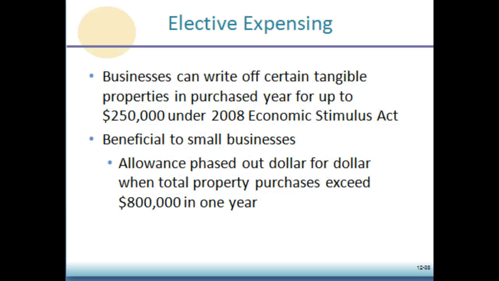Lastly, there's something called elective expensing. Under the 2008 Economic Stimulus Act, firms have the option to write off the purchase of equipment, furniture, tools, and computers for up to $250,000 in the year they are purchased. This provides a cash flow advantage by deferring taxes to future periods. The allowance is phased out dollar for dollar when total property purchases exceed $800,000 in 1 year.